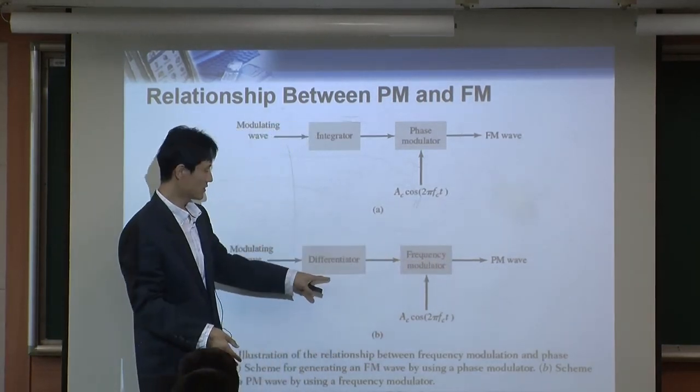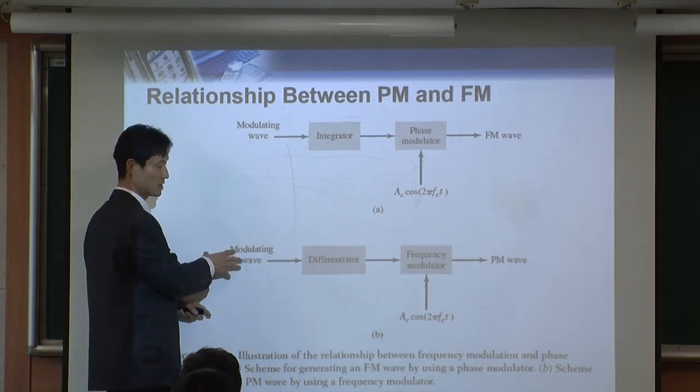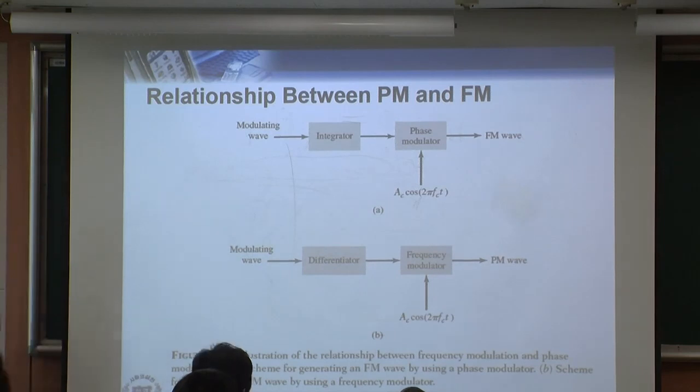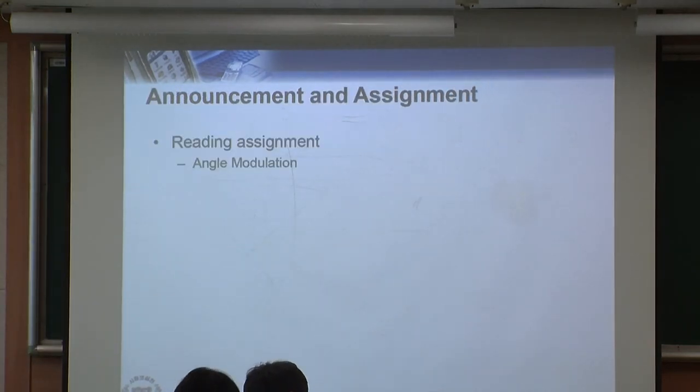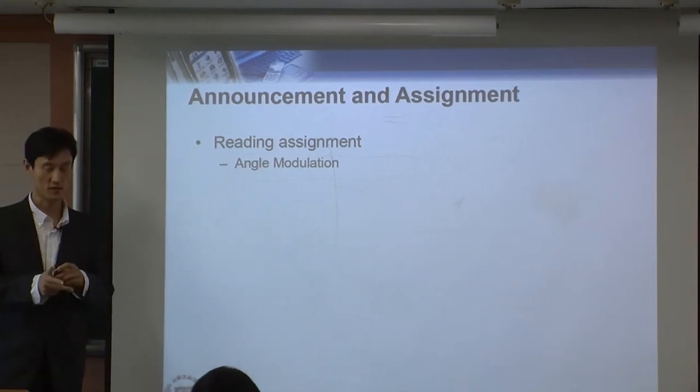Same way, if you have FM signal, then from the FM you can get the PM. How do you do that? Doing differentiator. Since your FM is already integrated, you can do differentiating, then you can get the PM. So this one simply shows you the relationship between the PM and FM. Okay? Yeah. So that's some of the basics of FM, and we're going to continue the FM and angle modulation next time. Okay?